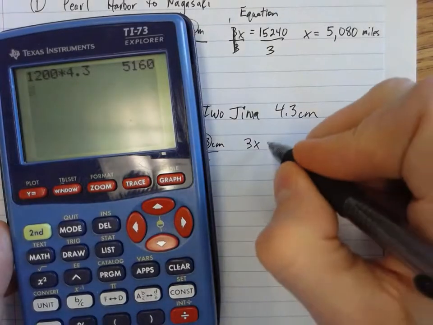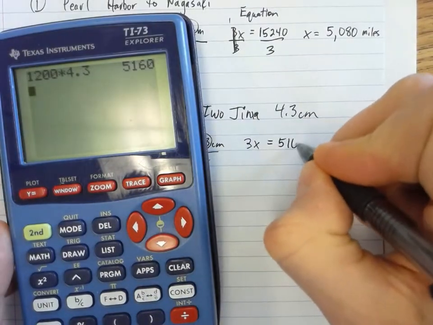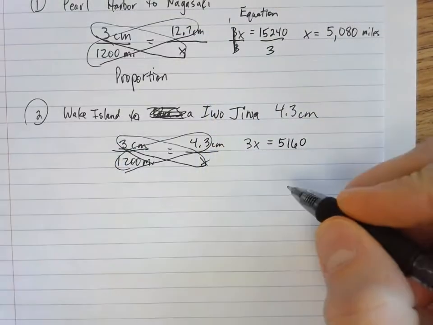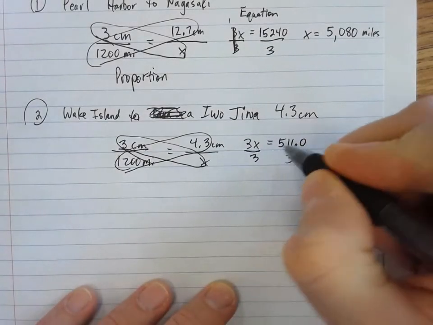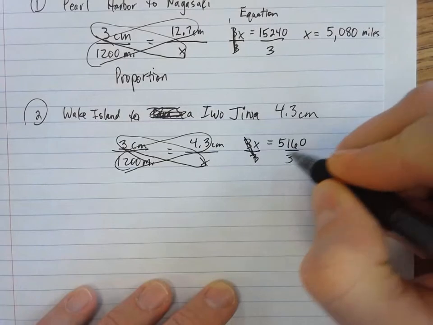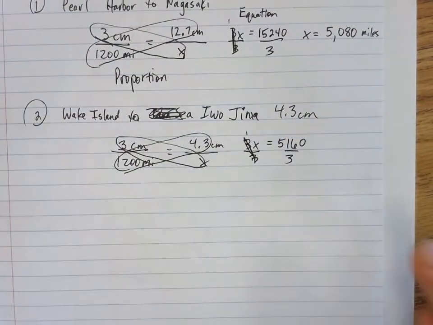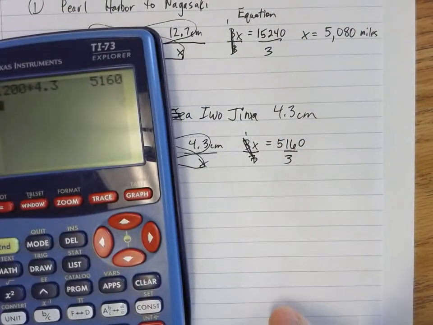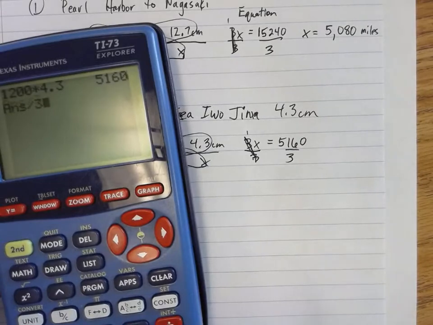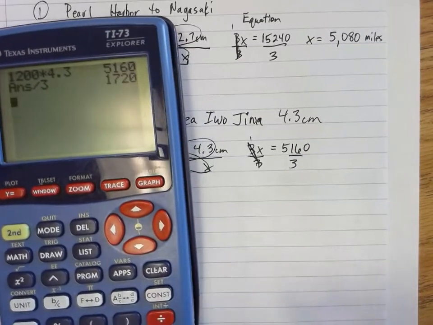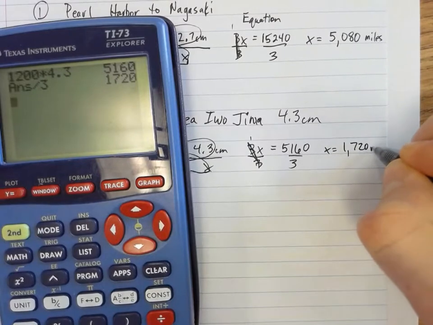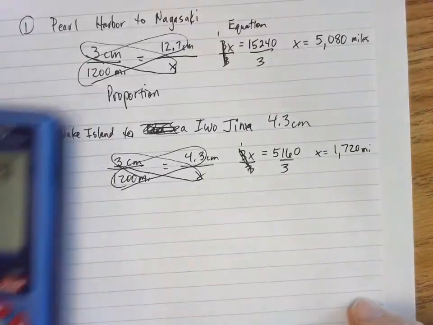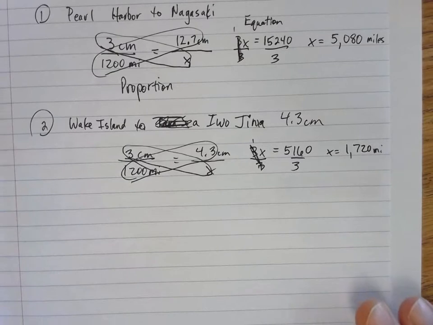So now we have our little equation here. 3x equals 5,160. Got to divide by 3 on both sides. Those 3's cancel out. 3 divided by 3 is 1. Now let's see what 5,160 divided by 3 gives us. That is 1,720. Alright, so between Iwo Jima and Wake Island, it is 1,720 miles.